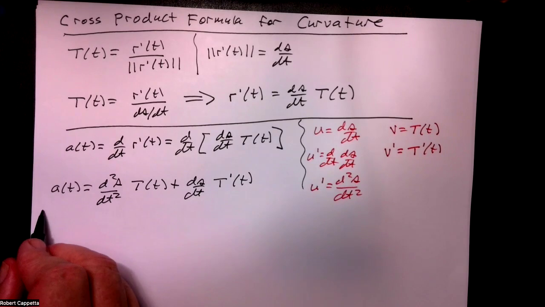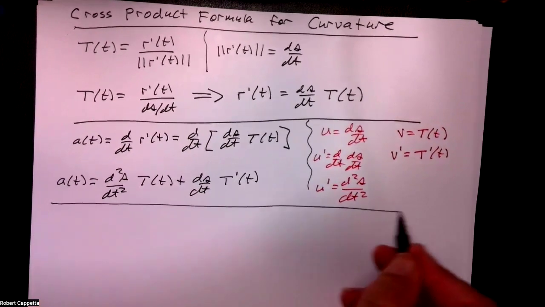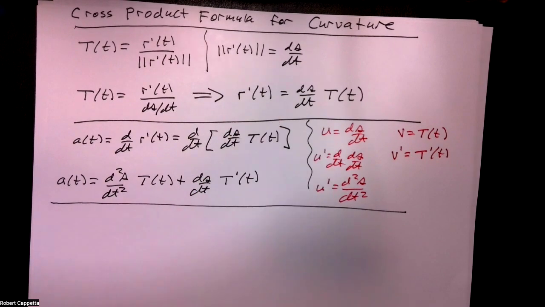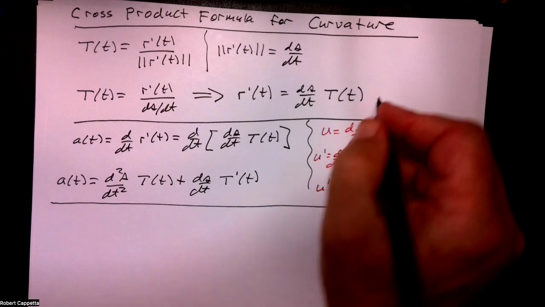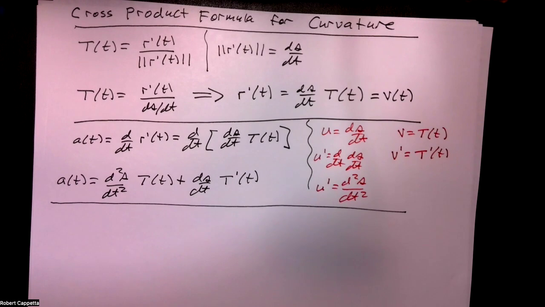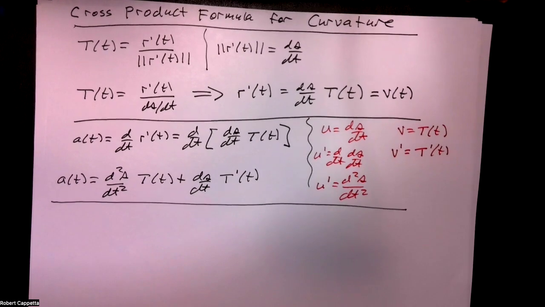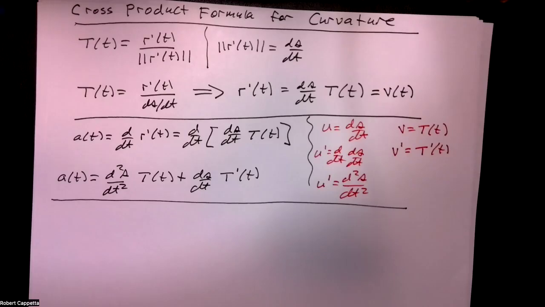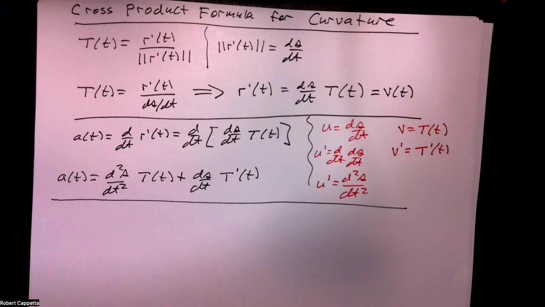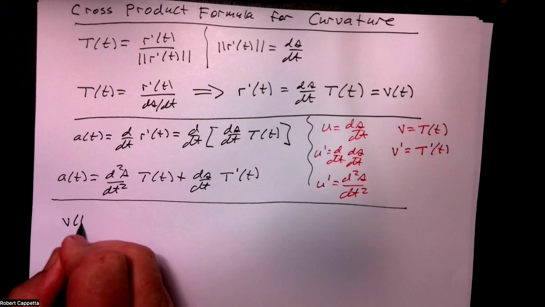So I have acceleration here, which is good, and I have velocity up there. So let's take a look at these things. Let me go ahead and rewrite this then as v of t and a of t, just because I'd like to move to v and a to help me understand where we're going to go next. So the next step's a tricky one. This is the cross product formula for curvature, and the way I'm going to get it is by taking the cross product of the velocity with the acceleration. So I'm going to take v of t cross a of t.